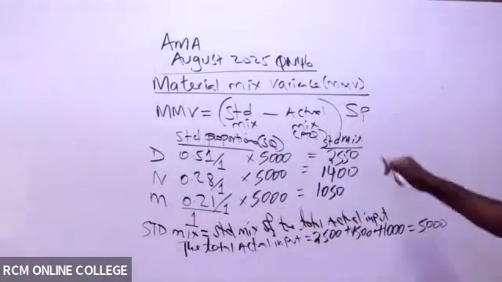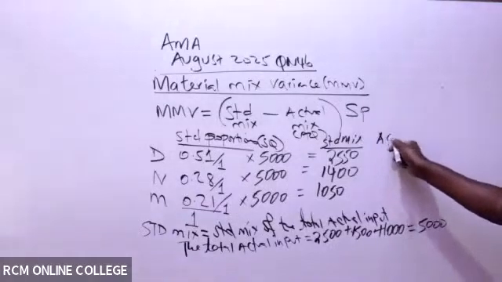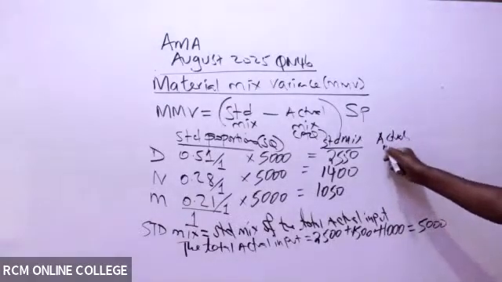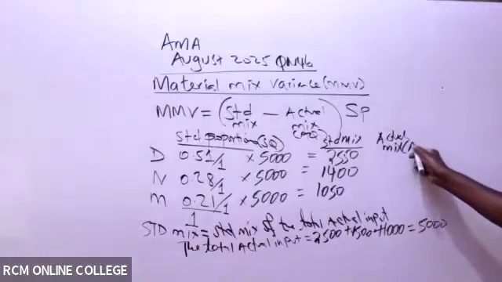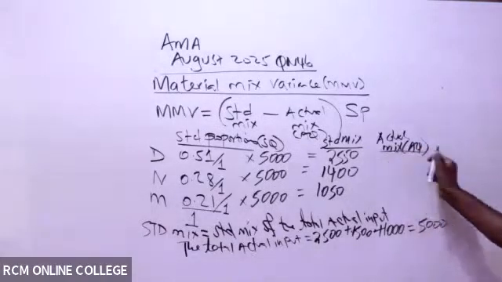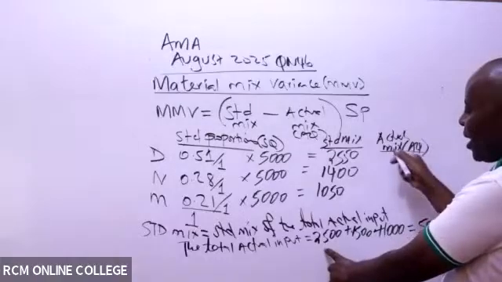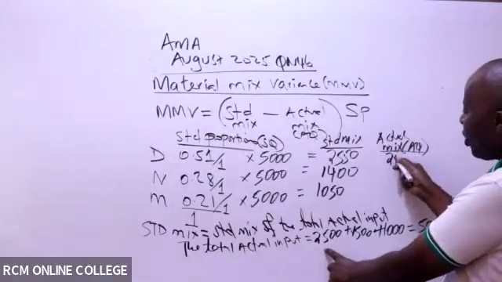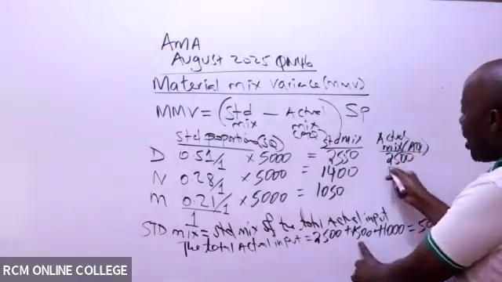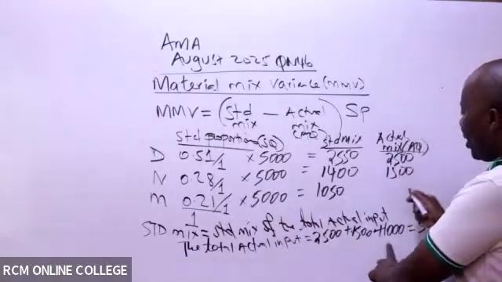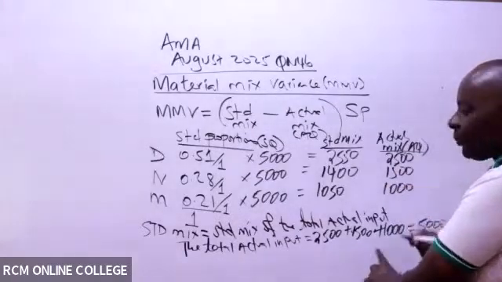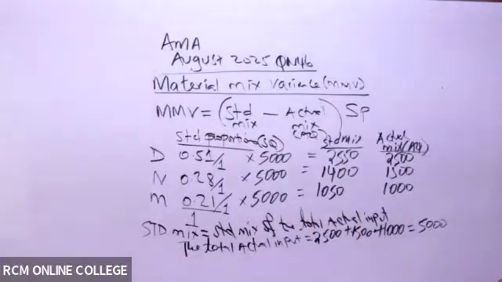Then I can also mention here by the side the actual mix, just for the sake. Actual mix is the same as the actual quantity. These are the quantities that you were able to read for me. The first one for D is 2,500. The second one is 1,500. The third one is 1,000.